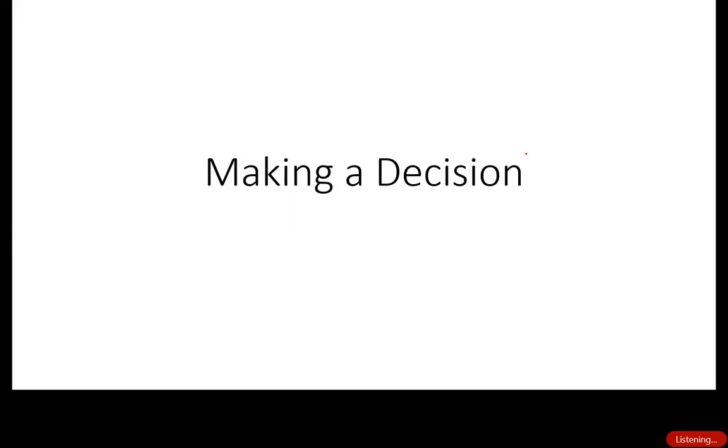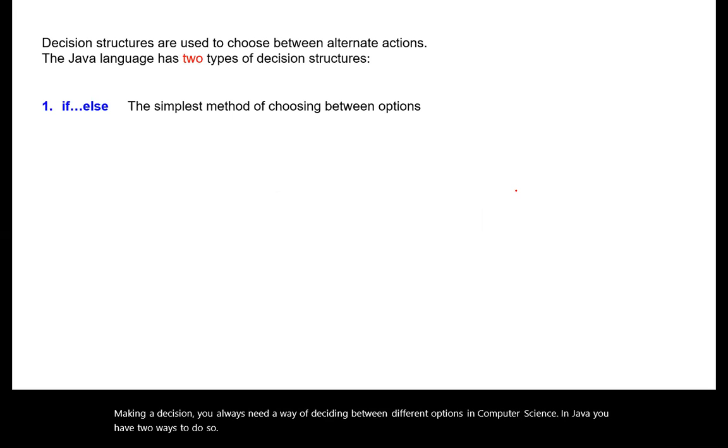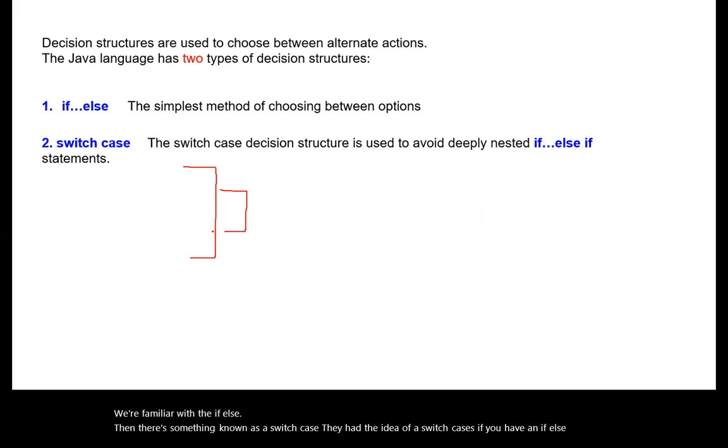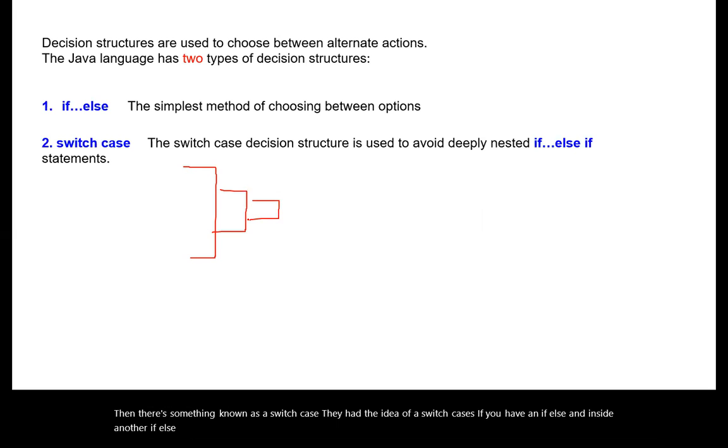Making a decision. You always need a way of deciding between different options in computer science. In Java, you have two ways to do so. We're familiar with the if-else, and there's something known as a switch case. The idea of a switch case is if you have an if-else, and inside another if-else, another inside another if-else, you can get what are known as deeply nested if-else statements. Switch case will avoid that.